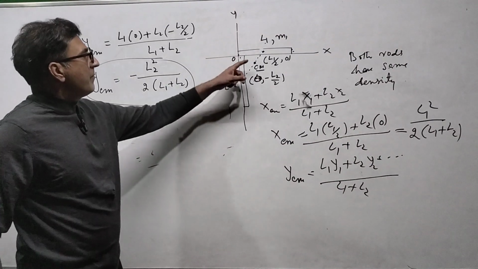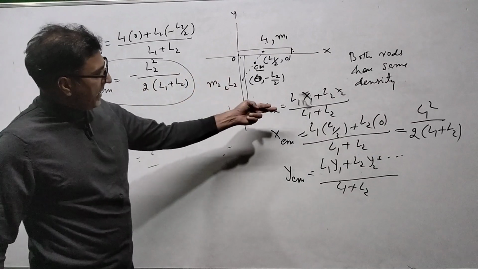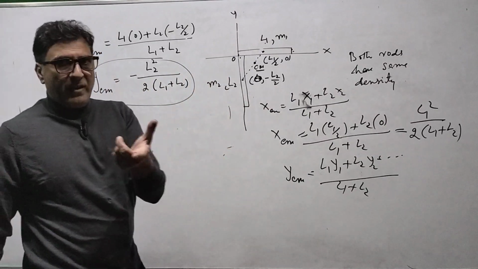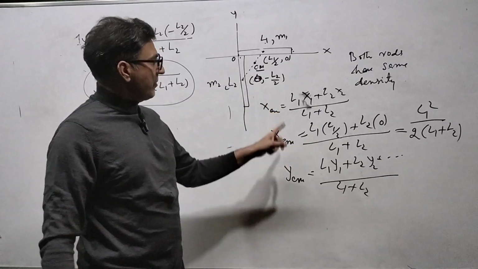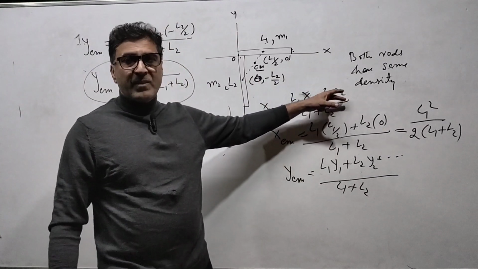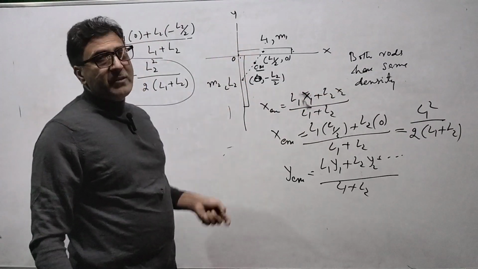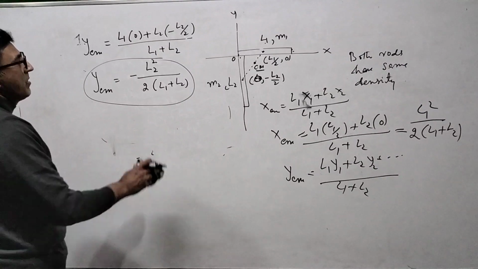So we have found the center of mass of the system of these two rods by a simple technique. But now the M formula gets converted into L. So M1 x1 plus M2 x2 gets converted into L1 x1 plus L2 x2 divided by the sum of the lengths, provided these two rods have the same density, I mean they are the same material. Number 1.